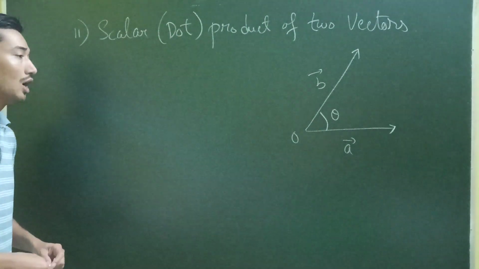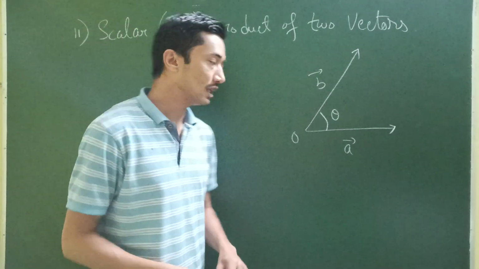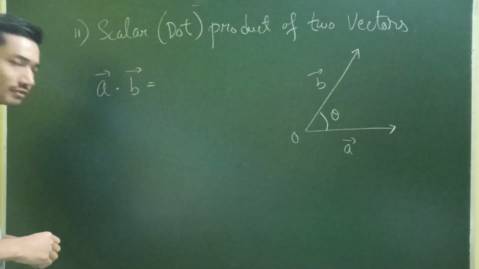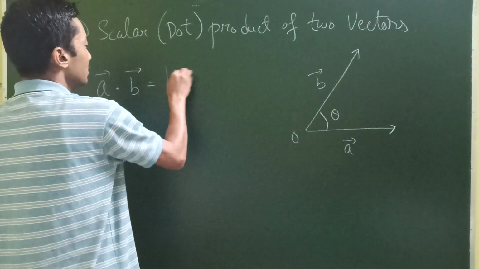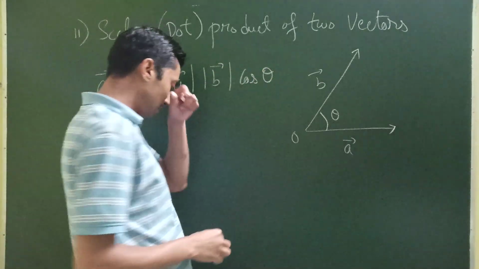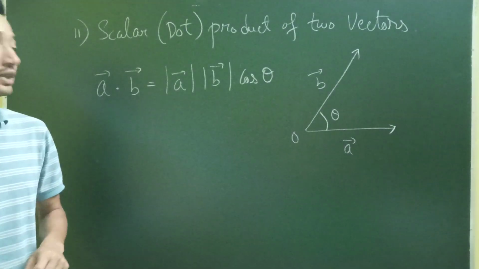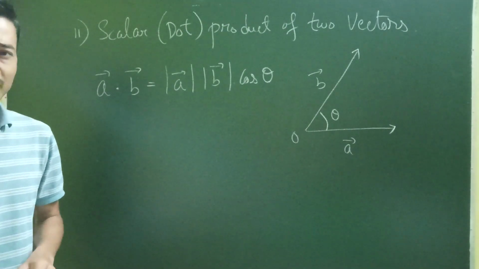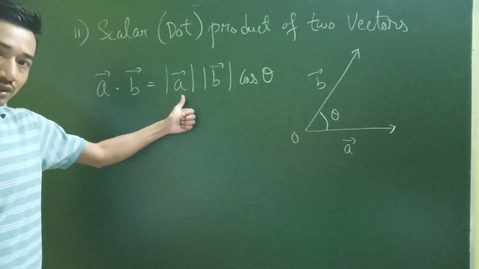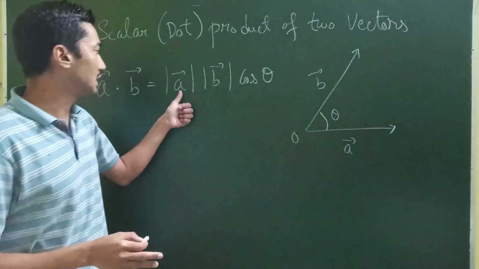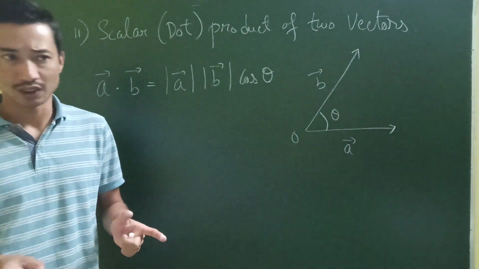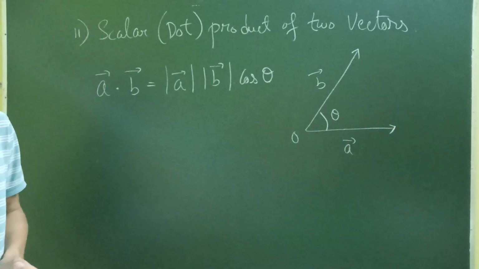So if you have two vectors making an angle theta between them, then the dot product of these two vectors is given by magnitude of A into magnitude of B into cosine of the angle which vector A is making with vector B. Dot product of two vectors is equal to what? Magnitude of vector A into magnitude of vector B into cosine of the angle between them. We already know how to find all this.